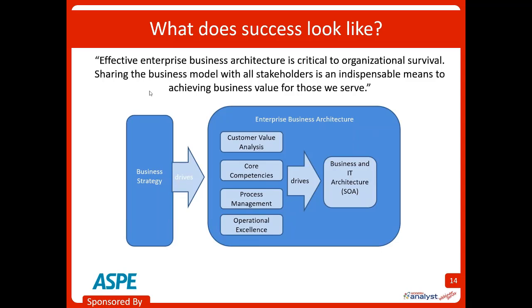Effective enterprise business architecture is critical to organizational survival. Who is going to align a rapidly evolving market and a rapidly evolving technology? With no alignment, it's like every man for themselves. Sharing the business model with all stakeholders is indispensable. We still have humans. We still need to communicate with humans. And if we don't all line up the ducks and know where we're going, we're all going to go in our own direction. We need to generate lots of business value, and we can do it.